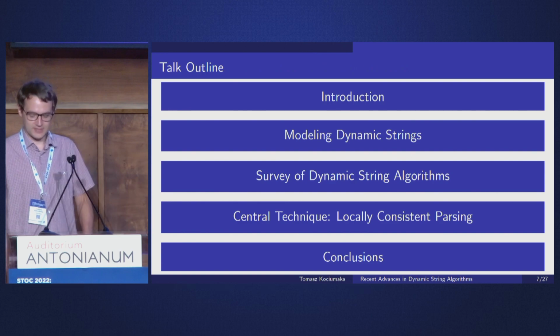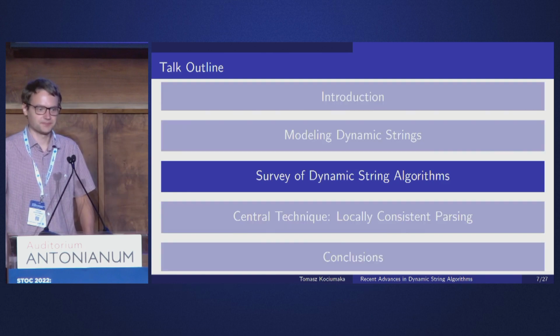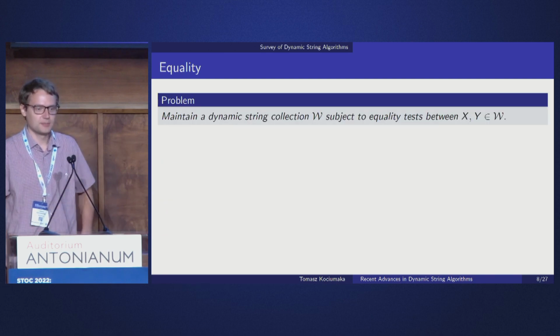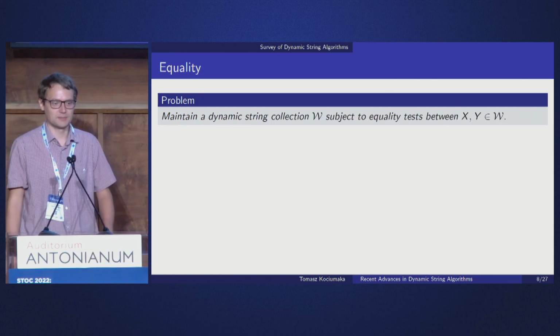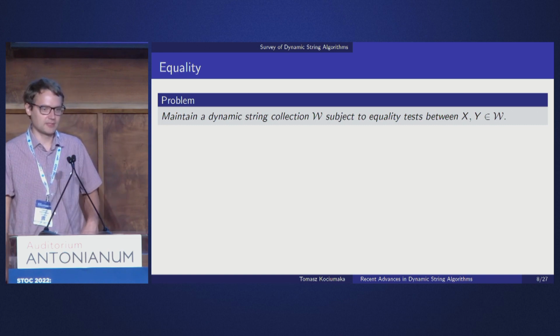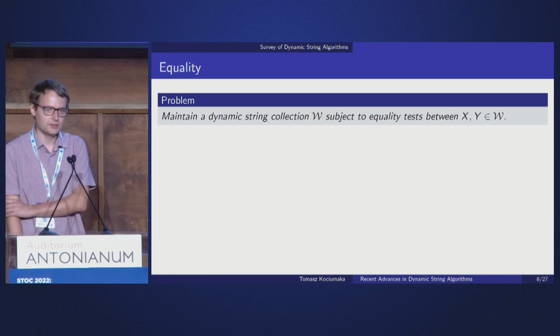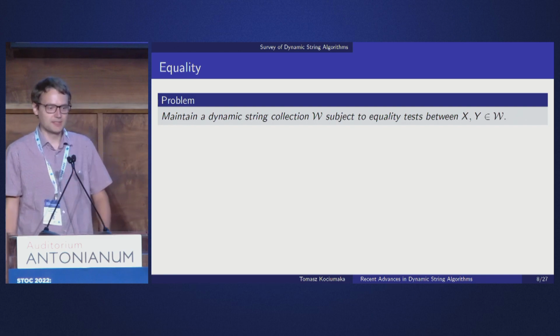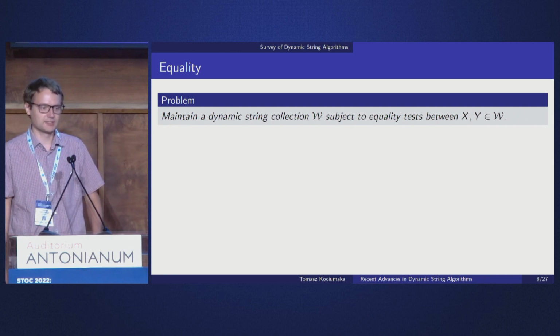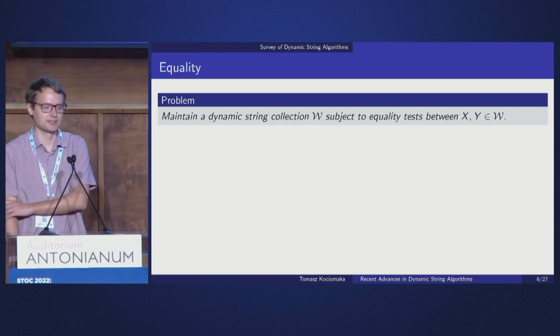And let me now move on to the main part of the presentation, which is a survey of state-of-the-art results for dynamic string algorithms. So the most basic problem, which is actually trivial in the offline setting, is just testing equality between strings. This problem has a long history, over almost 30 years now, and historically it has been studied in this dynamic string collection model. So here we maintain this dynamic collection, and apart from supporting updates, we have queries, and these queries simply take 2 strings in the collection and ask whether these 2 strings are equal or not.